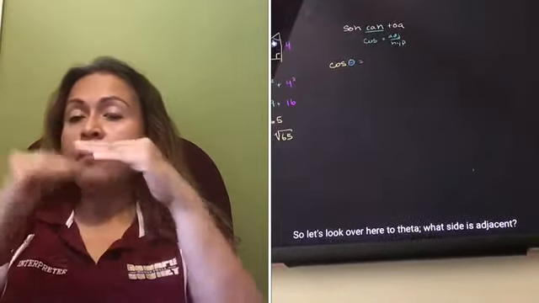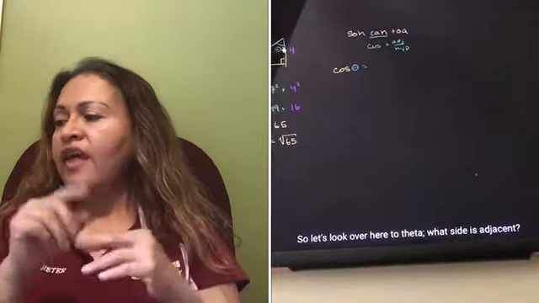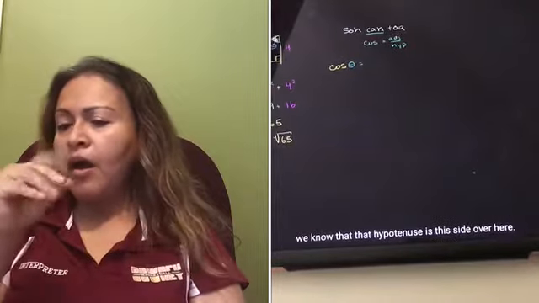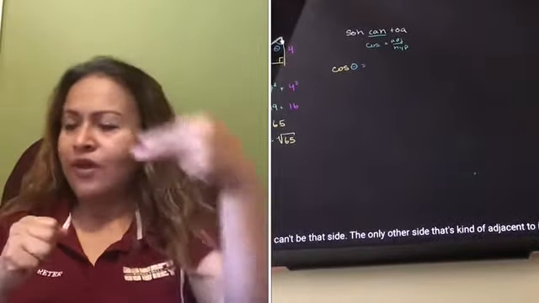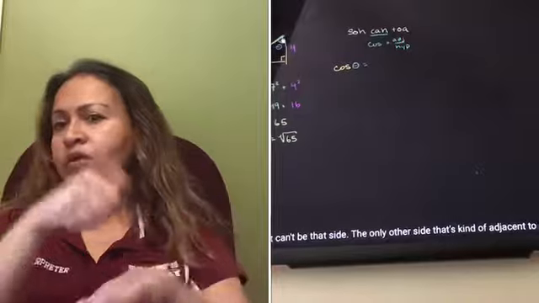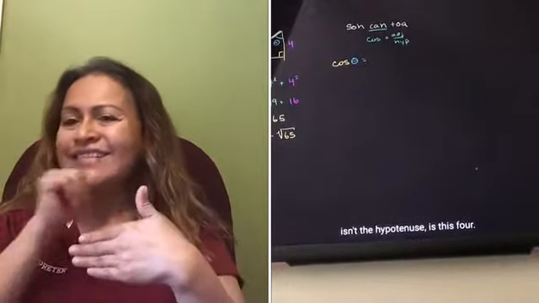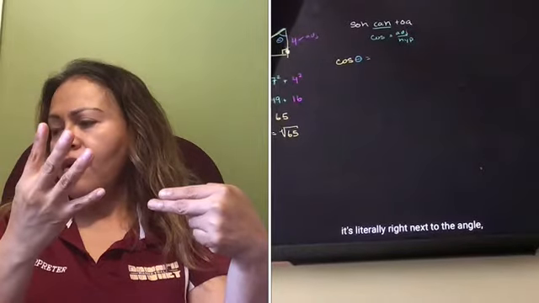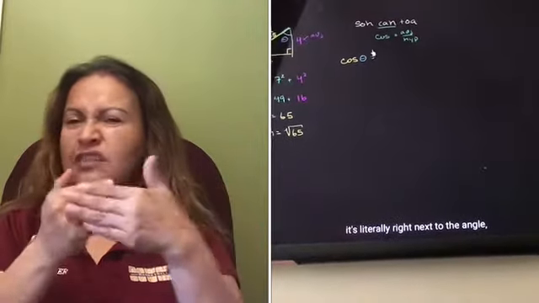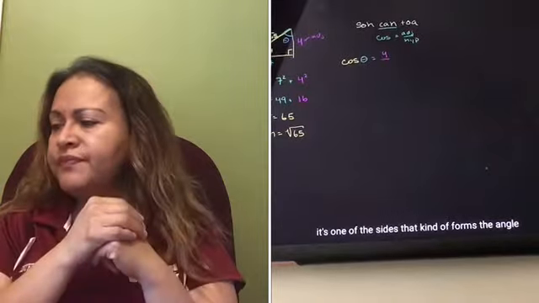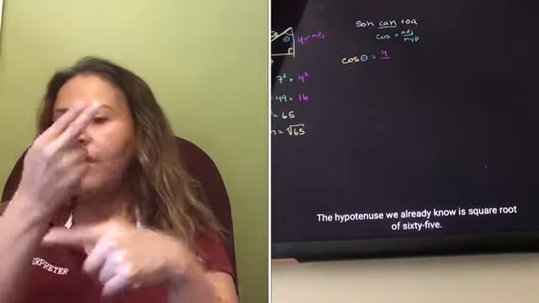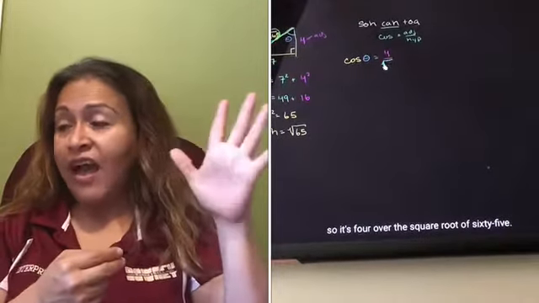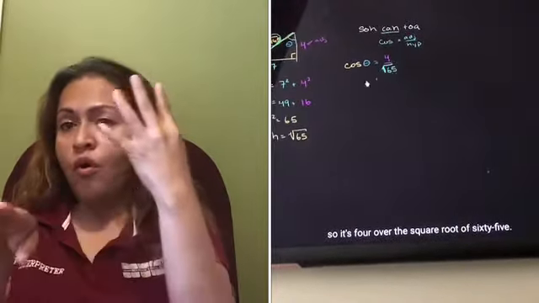So let's look over here at theta. What side is adjacent? Well, we know that the hypotenuse is this side over here, so it can't be that side. The only other side that's adjacent to it, that isn't the hypotenuse, is this 4. So the adjacent side is literally right next to the angle. It's one of the sides that forms the angle. It's 4 over the hypotenuse. The hypotenuse, we already know, is the square root of 65. So it's 4 over the square root of 65.